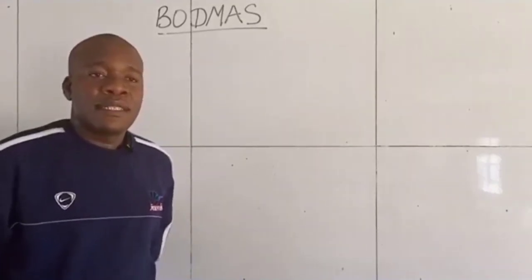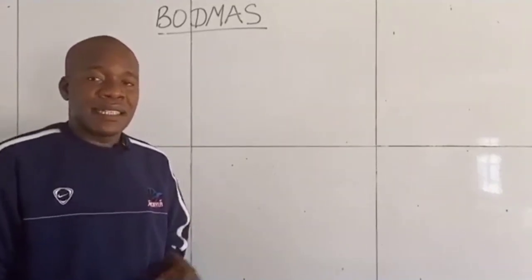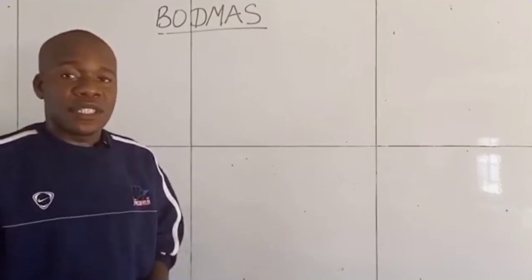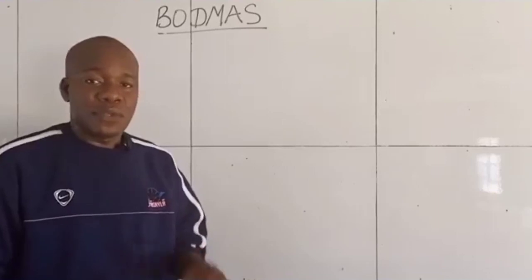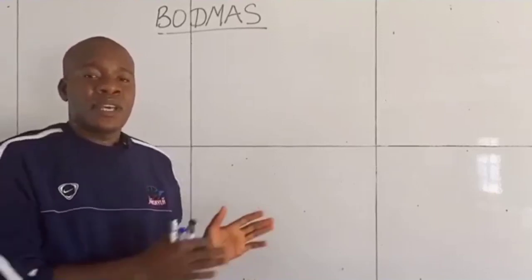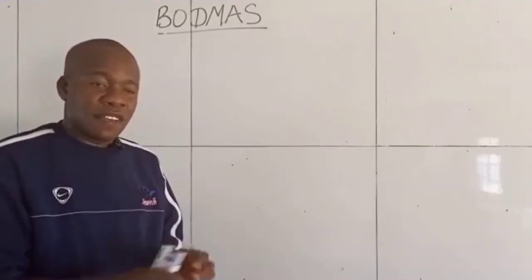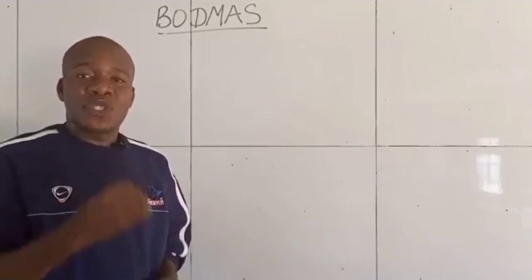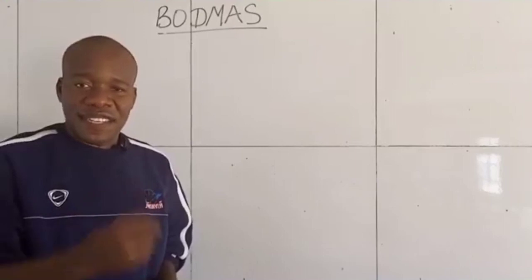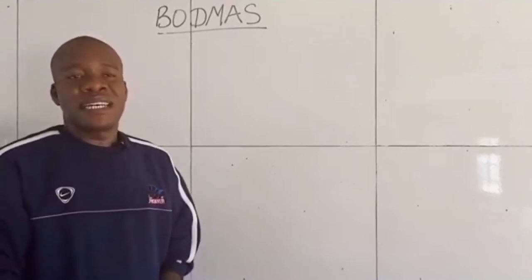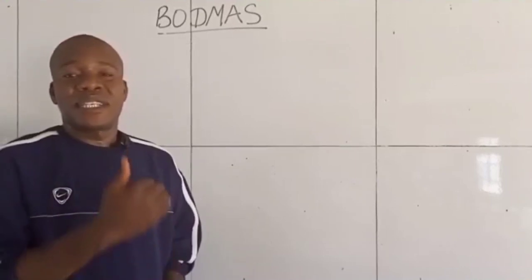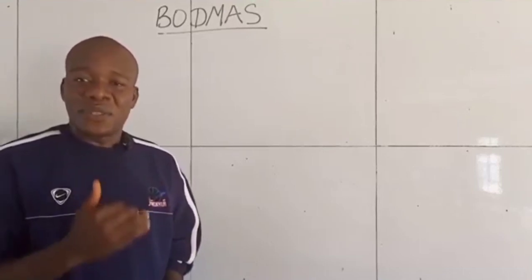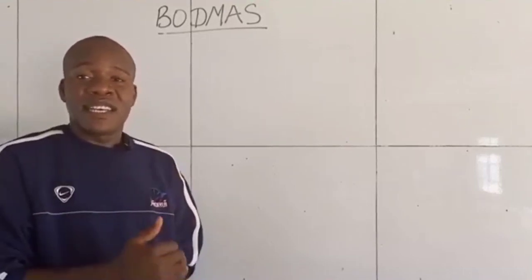First of all, BODMAS is an acronym in mathematics that gives us the precedence of mathematical operations. I don't know if that makes sense to you, but I'm going to explain that. What that means is that when we have a mathematical expression involving different operations, BODMAS tells us which operation we must do first before the others. So it arranges mathematical operations according to their precedence, according to their weight, according to the ones that must be done first before the others.